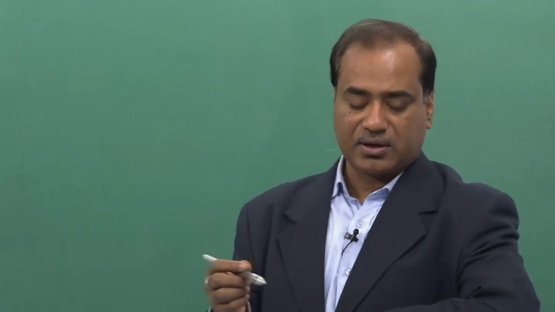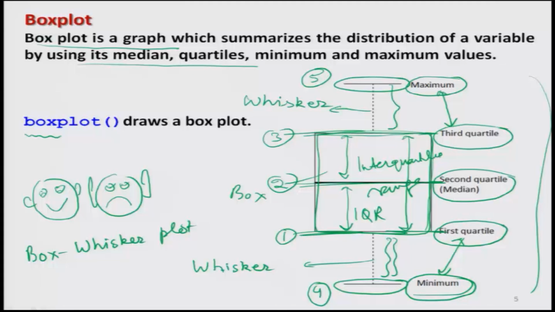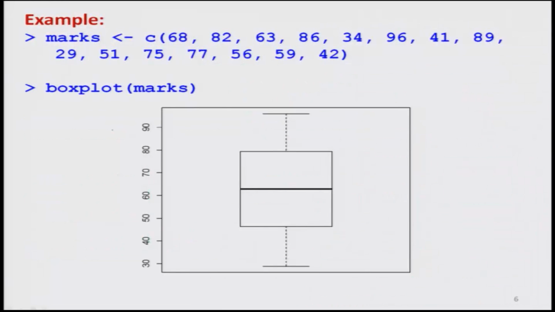And in order to draw a box plot, the command in R is simple, boxplot, and inside the argument you have to give the name of the data vector only. For example, let us try to take the same example that we did earlier, a data vector marks, and we try to create the box plot. So you can see here I have used boxplot of marks, and then it gives us a plot like this.